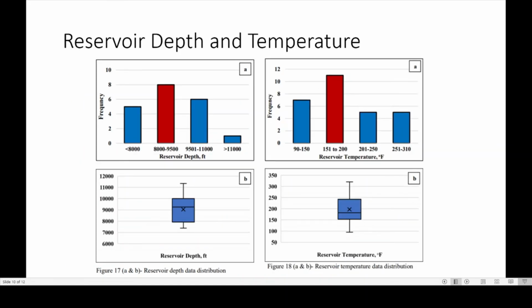For reservoir depth and temperature, depending on where you are in a particular basin and which basin you're referring to, you can be very deep or very shallow. But you're looking at 8,500 to 9,500 for the TVDs that have been reported, with an average of about 9,000. And for reservoir temperature, you're looking at 150 to 200 degrees. Relatively cool basins that we're talking about here, with the average of almost 200.